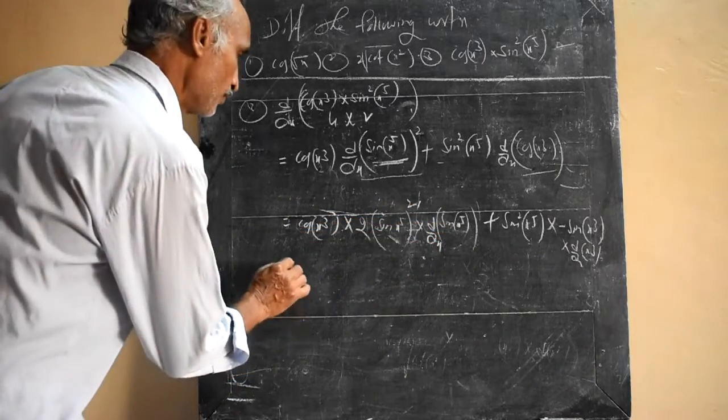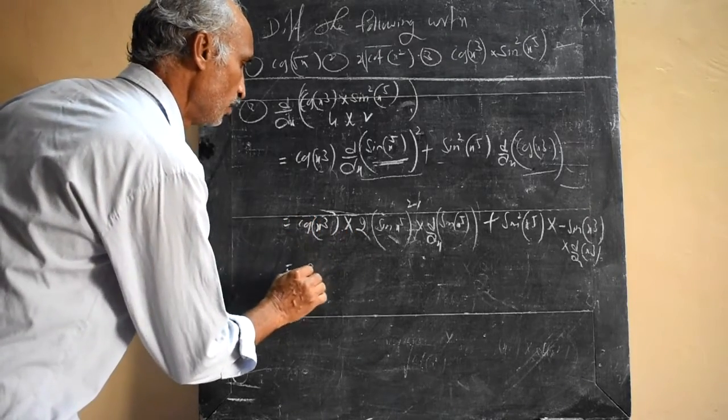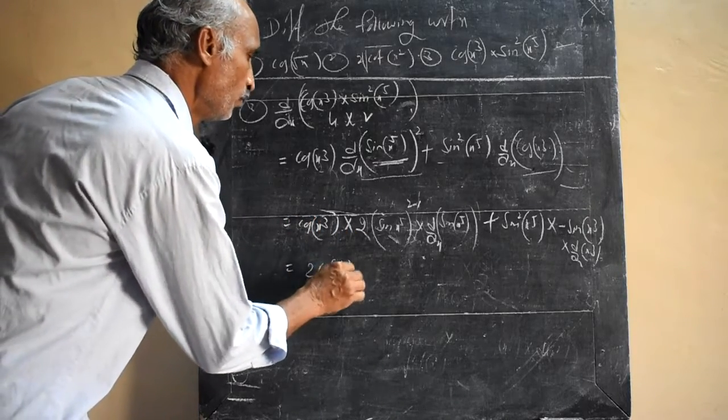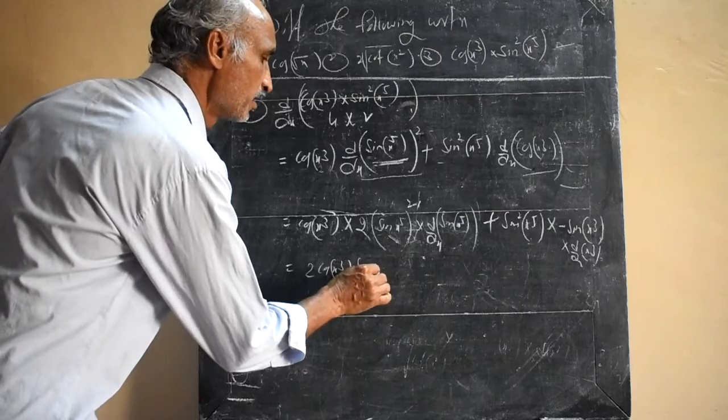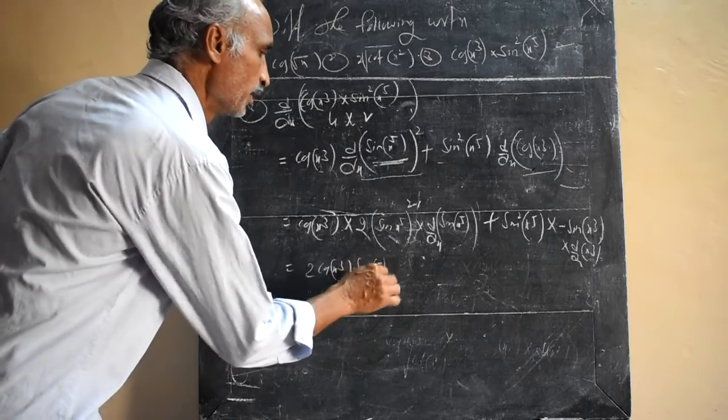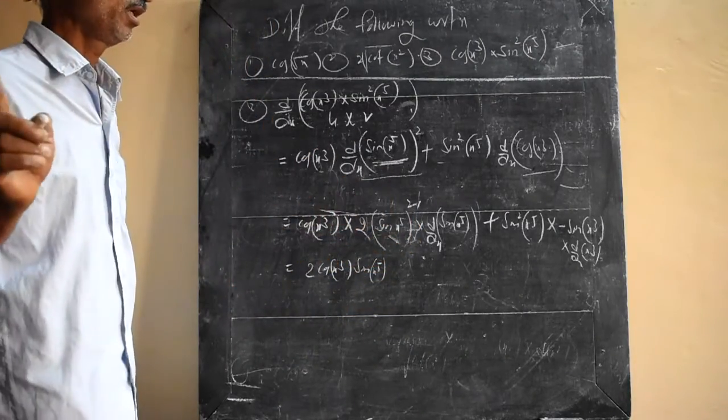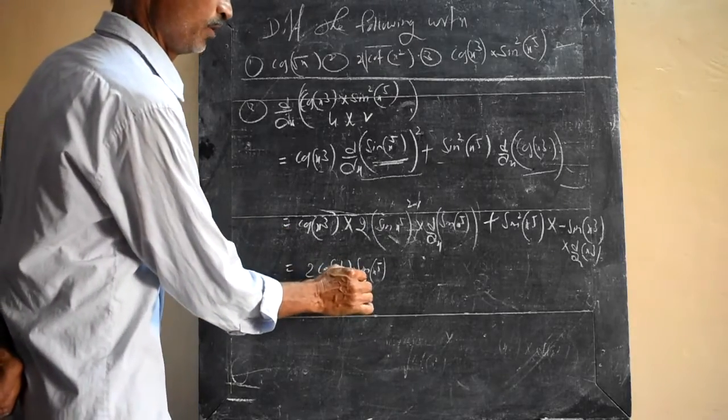So it is equal to, now we will take 2 in the beginning, 2 times cos x cube into sin x raised to 5, raised to 2 minus 1, which is 1. A raised to 1 is a, so it is 4 raised to 1.